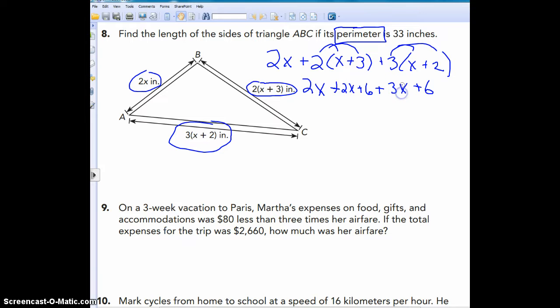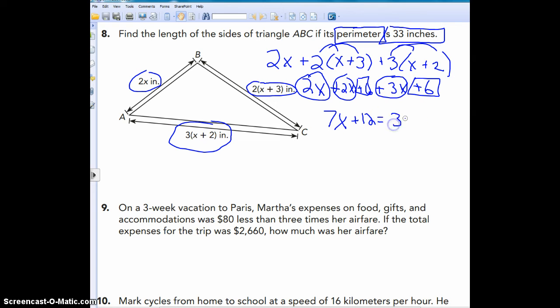Okay, and just like we always would, we're going to combine like terms. So I can see that I have 3 terms here that all have an x in them. So I'm going to combine these. 2x and 2x is 4x, plus 3 more. That's 7x. Combine the 6's. So that's plus 12. And now there's an expression representing the perimeter of this triangle. I just added all the sides together, combined like terms. And I know that according to my story up here, that perimeter is supposed to be 33 inches. So that's where I get my equation.